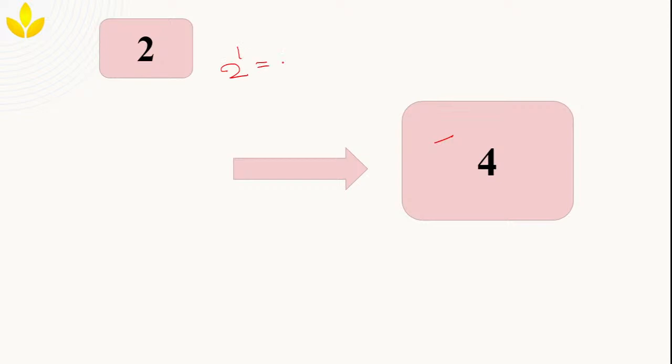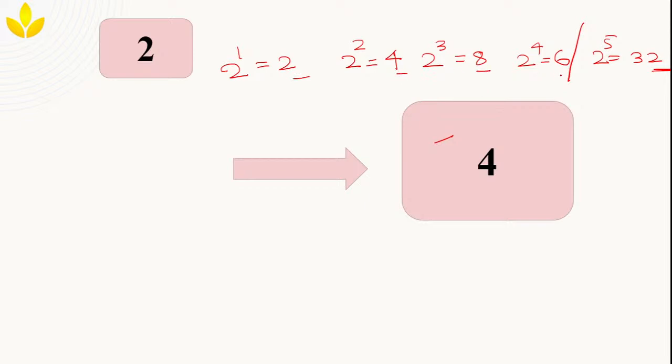2 power 1 will give you the last digit 2. And 2 power 2 will give you the last digit as 4. 2 power 3 will give you the last digit 8 and 2 power 4 will give you the last digit 6 because 16. 2 power 5 will give you 32, last digit 2. What's happening here? After 1, 2, 3 and 4, after 4 numbers, again the cycle starts repeating from 2. So, the cyclicity is 4.